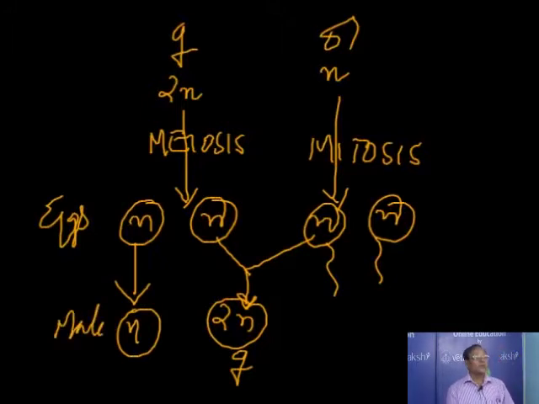So this type of development, where an individual forms normally without a fertilization process, is called parthenogenesis. And here, the development of a haploid male from an unfertilized egg is called arrhenotoky parthenogenesis. The unfertilized haploid egg develops into a male parthenogenetically. This phenomenon is known as arrhenotoky parthenogenesis.